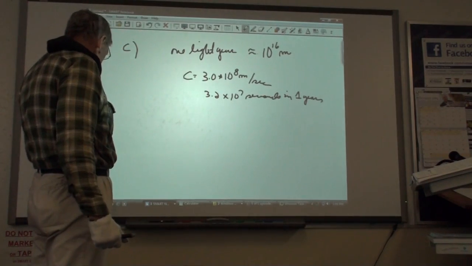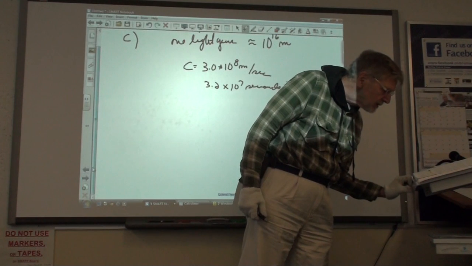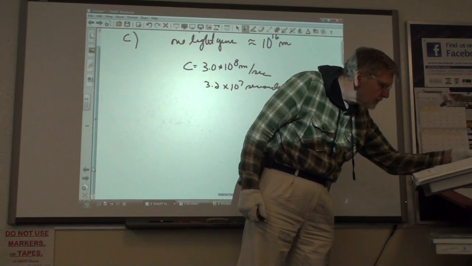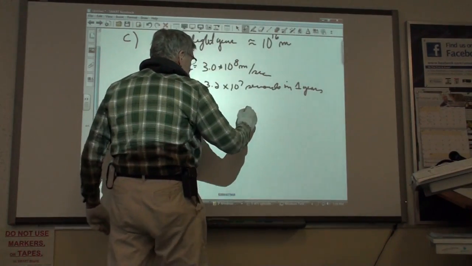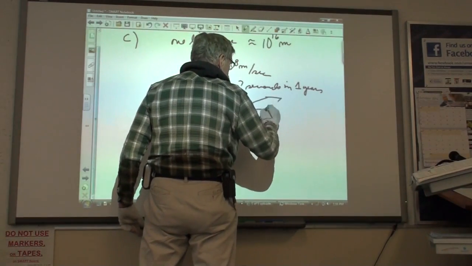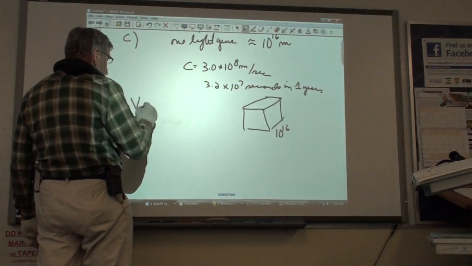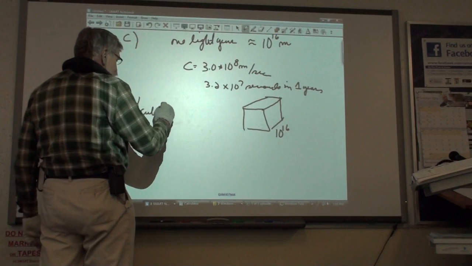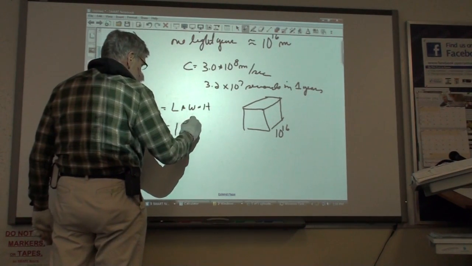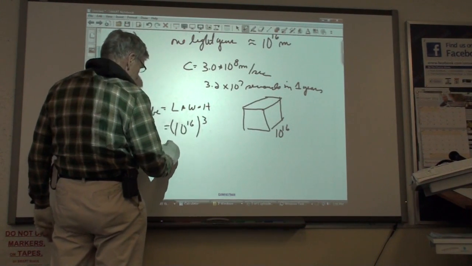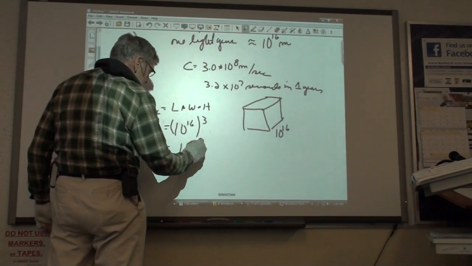Now we want to know how much is a cubic light year. So a cube has a length times a width times a height, and each one of these would be 10 to the 16th. So the volume of a cube is length times width times height, so it equals 10 to the 16th cubed, so it is equal to 10 to the 48.